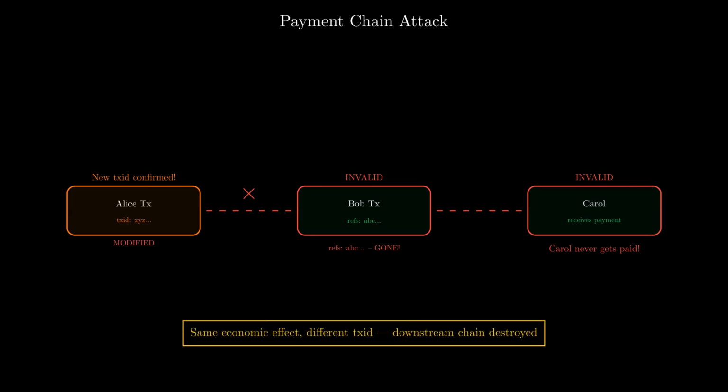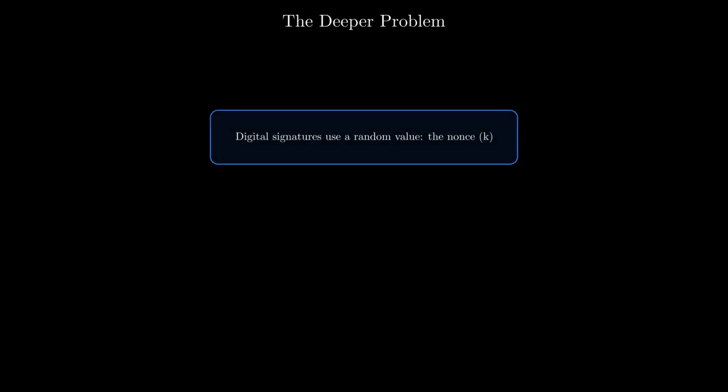Same economic effect, different transaction ID, and the downstream chain is destroyed. Even if we eliminated every encoding ambiguity, a deeper problem remains.